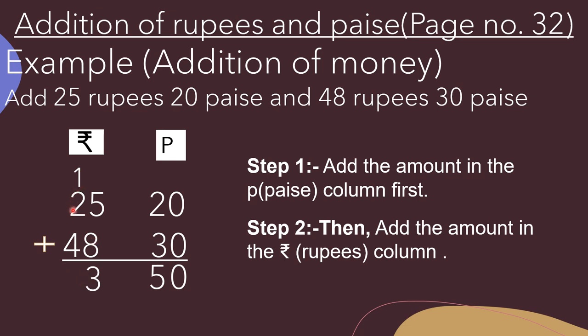Now 1 plus 2, that is equal to 3. Now keep 3 in your mind and open your 4 fingers. Now 3 plus 4. We have to count forward. 4, 5, 6, 7. So here we will write 7. So what is the answer beta? That is 73 rupees 50 paise. Understood? Now beta, activity of page number 32.